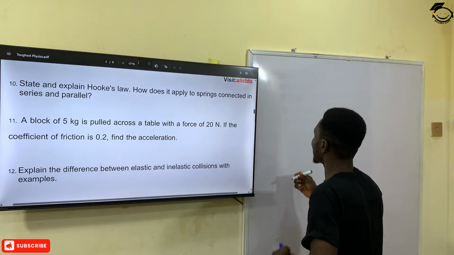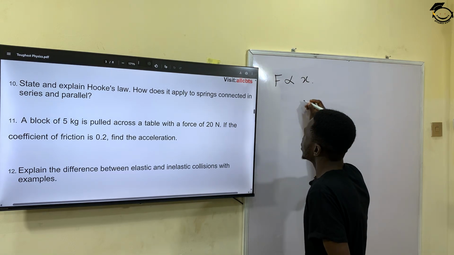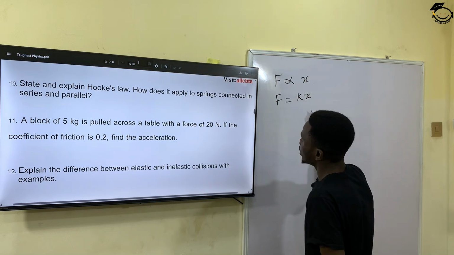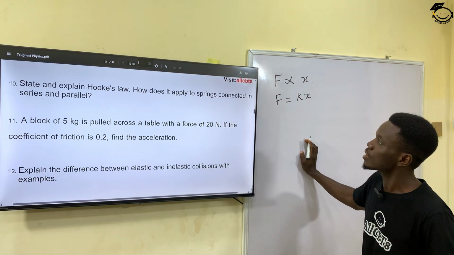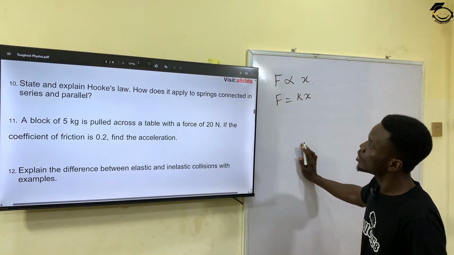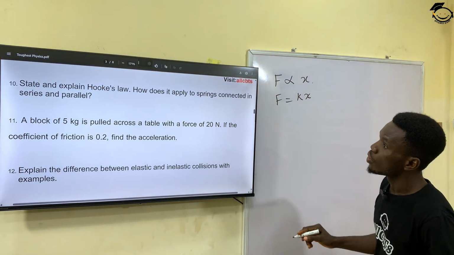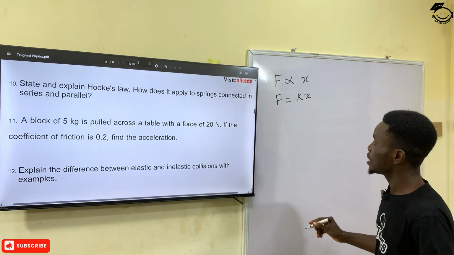Mathematically, what it was simply saying is that force is directly proportional to extension. That's the same as saying that my force is equal to kx, where k is Hooke's constant, or you can call it the degree of stiffness of an elastic material. So how does this apply to springs that are connected in series and springs that are connected in parallel?